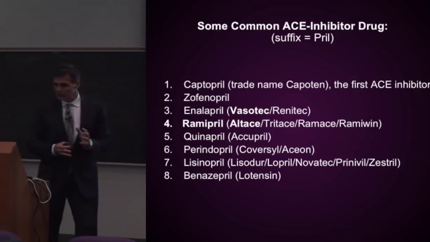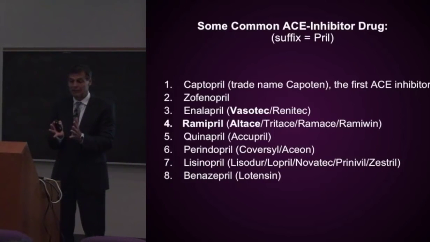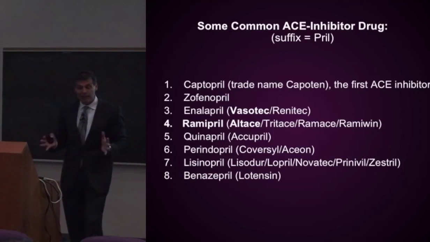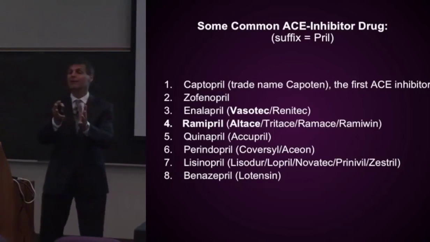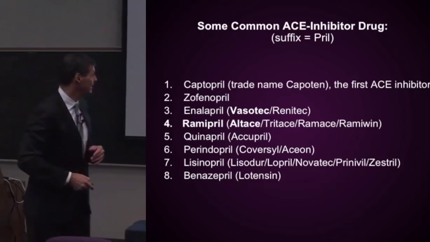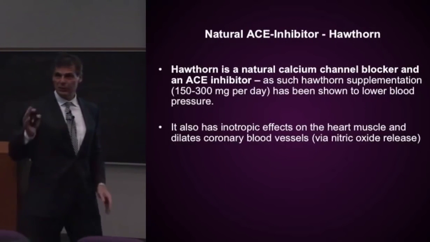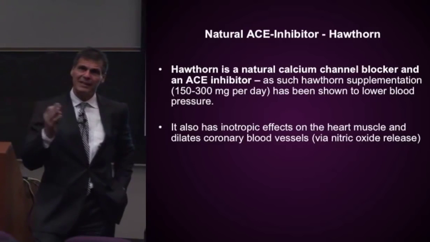The ACE inhibitors often end in the suffix "pril," as you can see. So captopril and ramipril or Altase, very, very popular ones. But when you see pril at the end of a drug, you pretty much know you're dealing with an ACE inhibitor.